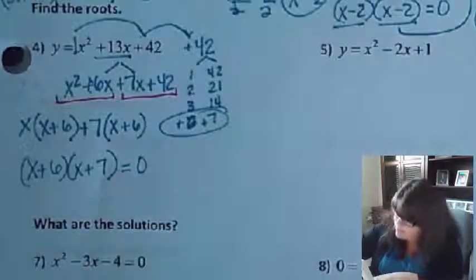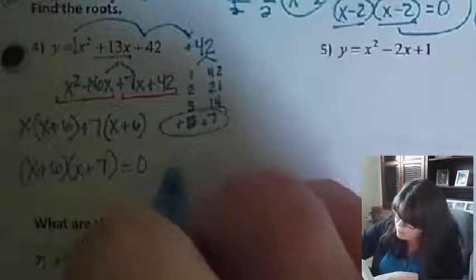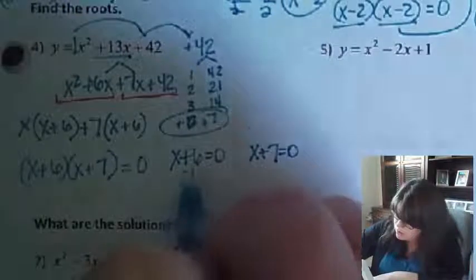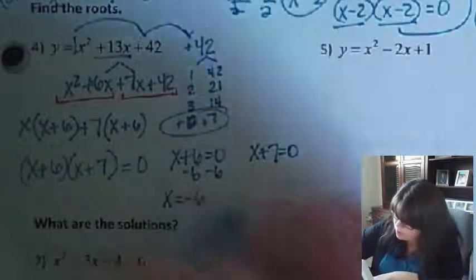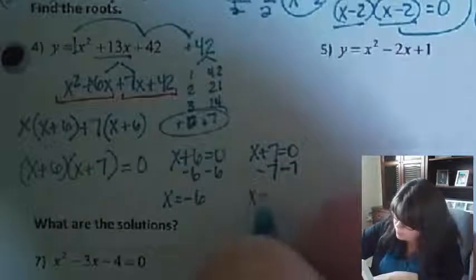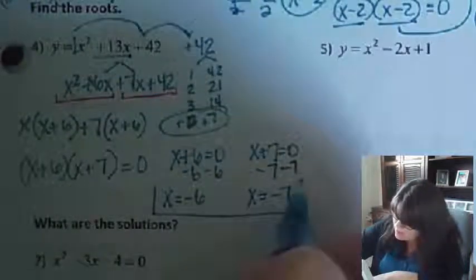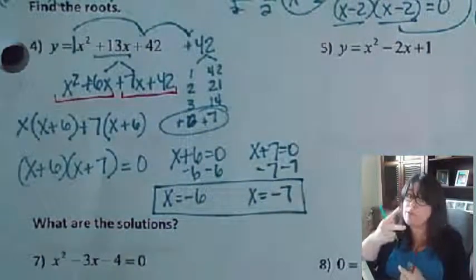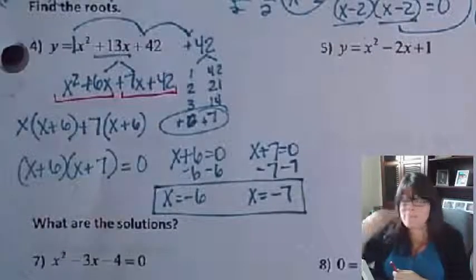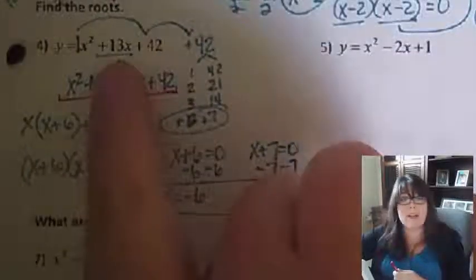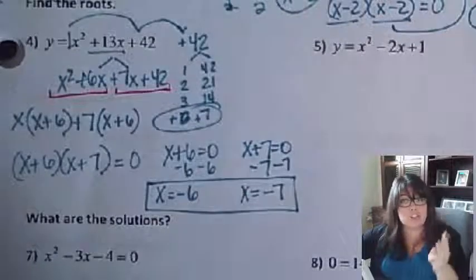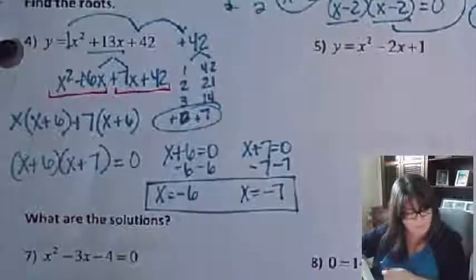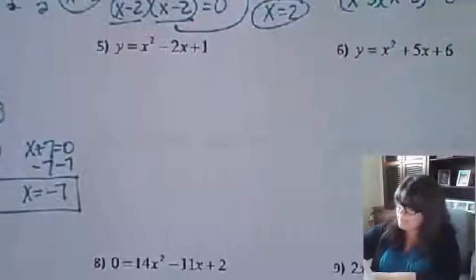So my ZPP says that my solutions will be x plus 6 equals 0 and x plus 7 equals 0. So solve. And my solutions are x equals negative 6 and x equals negative 7. Notice this time I had to solve 2 of them because they weren't exactly the same. That means that this equation will create a parabola that crosses the x-axis in 2 places, at negative 6 and negative 7. Wow, that's a pretty skinny graph. All right, let's do number 6.